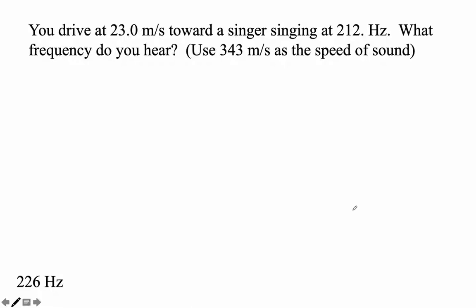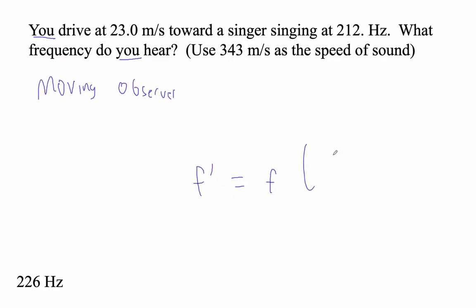You drive at 23 meters per second toward a singer singing at 212 hertz. Okay, so you are moving, and we want to know what you hear, right? So if this is a moving observer, we're going to use this formula. Shifted frequency is original frequency times (V plus or minus the velocity of the observer) over V.